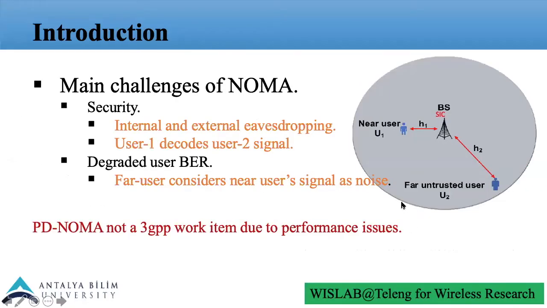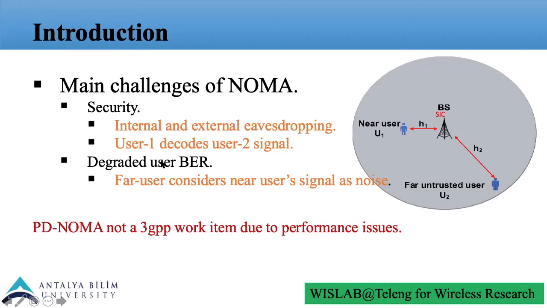So what is now the main challenge in NOMA? The main challenge is basically that we have, for example, internal and external eavesdropping, which is security. Why do we say that? Because, as I told you before, user one first of all decodes the signal of user two, and then user two is able to decode the signal of user one, I mean, its own signal. So basically here is the security. The security is a big concern when you are using conventional NOMA.